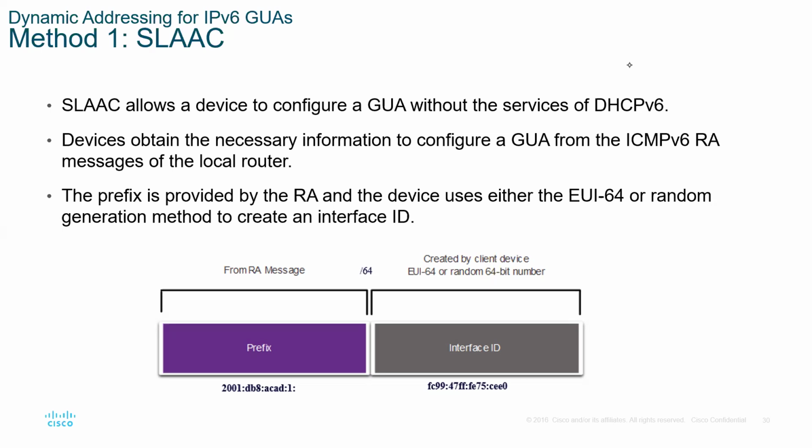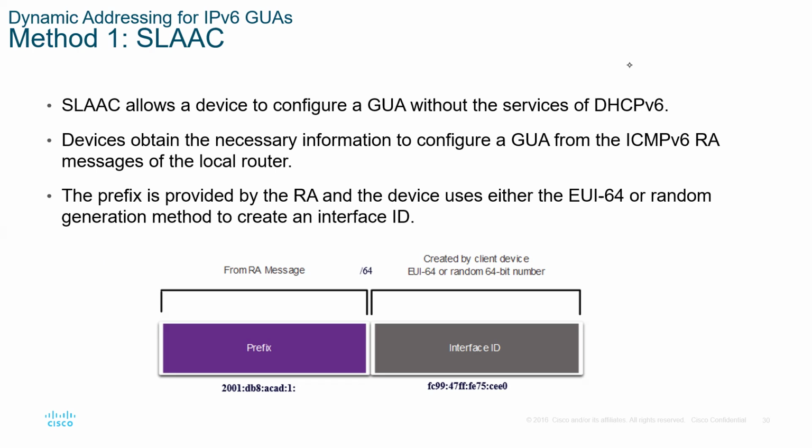Okay, so let us go through method number one of dynamically assigning IP addresses, which is stateless auto configuration. It allows devices to configure a GUA without services of the DHCP. Devices obtain the necessary information from the RA messages of the local router. The prefix is provided by the RA, and the device uses either the EUI64 or a random generation method to create an interface ID. So what is happening here?